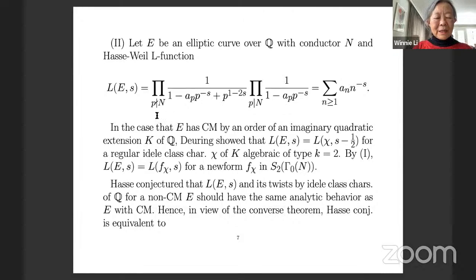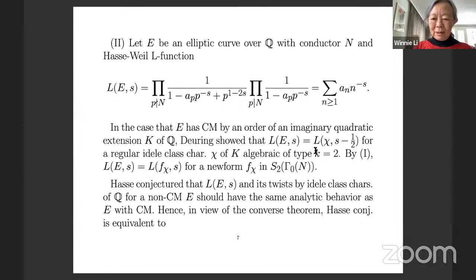In the case that E has complex multiplication by an order from an imaginary quadratic extension K, a theorem showed that this Hasse-Weil L function is equal to the L function associated to a Hecke ideal class character chi of K. And it's algebraic of type k equal to 2. So here we shift by s minus (k minus 1) over 2, which will be 1/2.